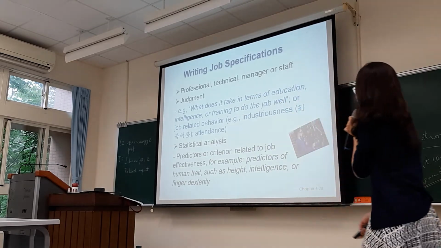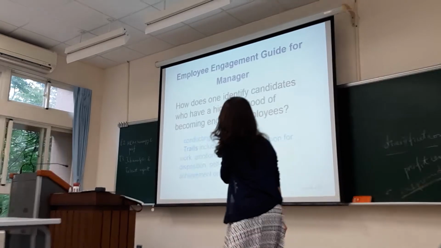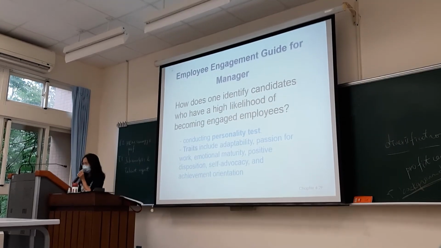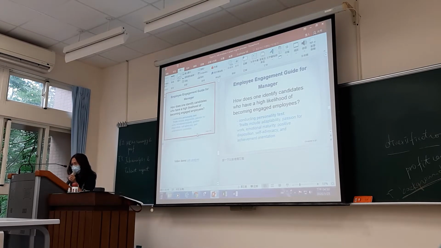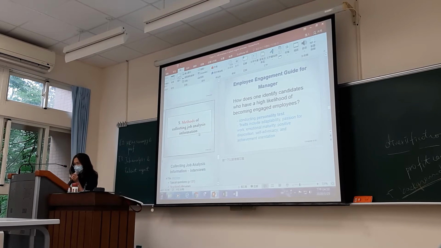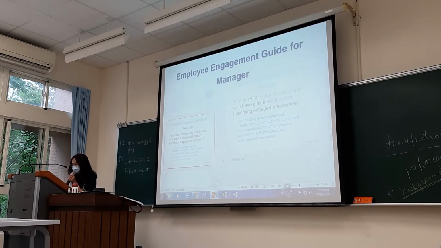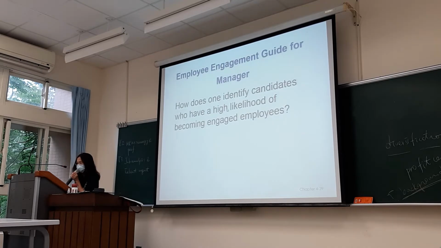All right. Okay. So anyway, I think we complete the rest next week. I think we do not have that much left. We are on our page 29. Let me quickly address this slide. Employee engagement guide. How does one identify candidates who have a higher likelihood of becoming an engaged employee?